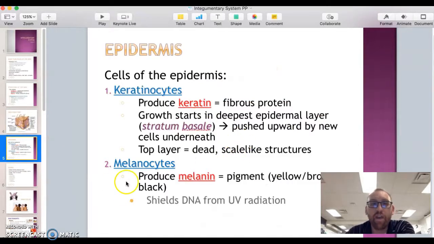The melanocytes are the main producers of melanin, which is the pigment that your skin makes. And these pigments are what give you skin color, which we'll talk about. And melanin really is there to help protect the DNA from UV radiation to stop mutations.